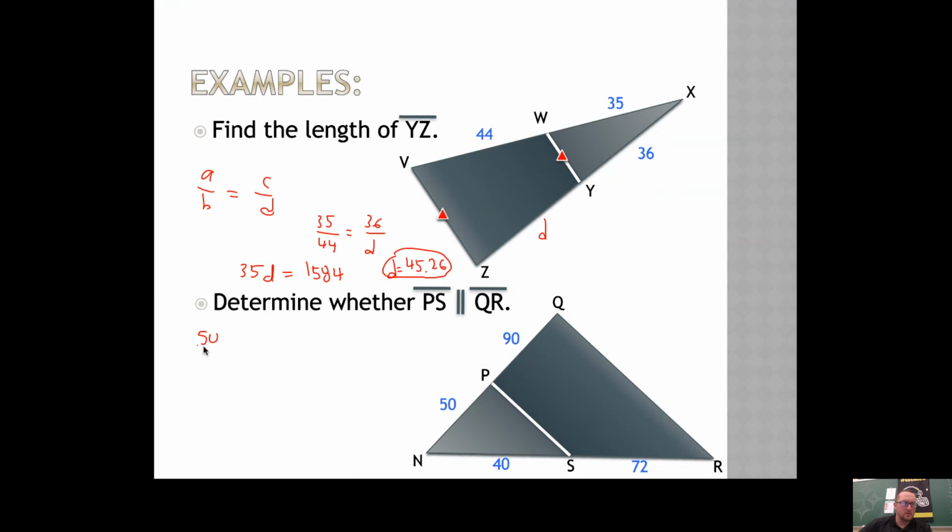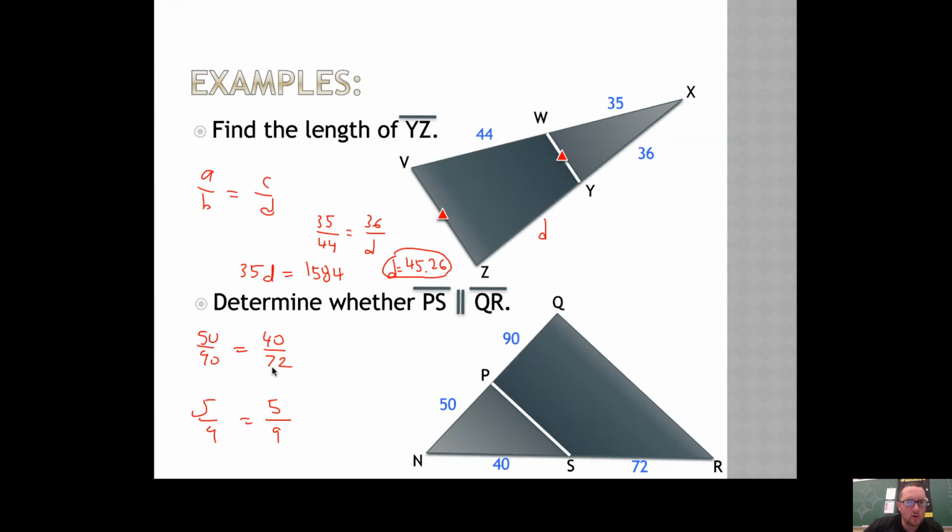So 50 to 90, that's the same thing as 5/9. Does that equal the same thing as 40 to 72? So we know that's 5/9. That's an awful looking 5. What does 40 over 72 reduce to? You can use your calculator or your phone if you have one. It's going to reduce to 5/9 as well. That's one way to do it.